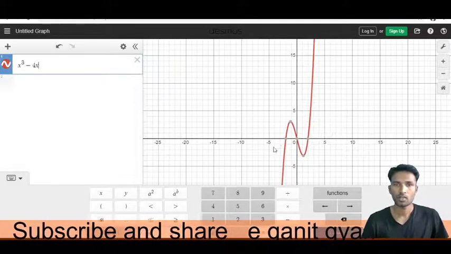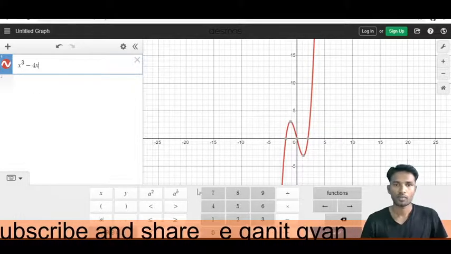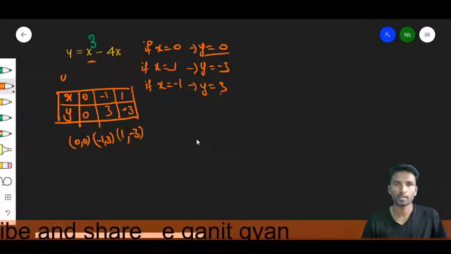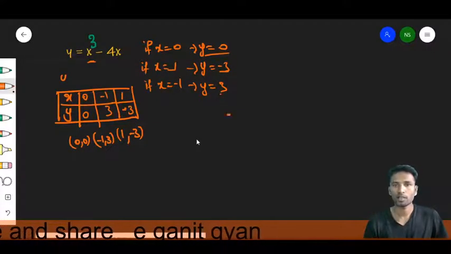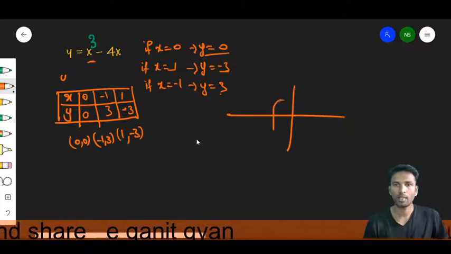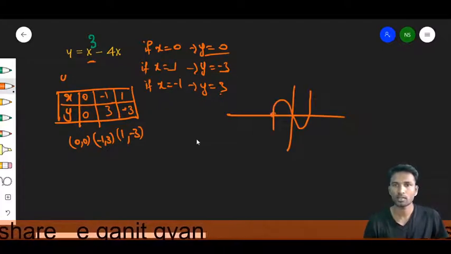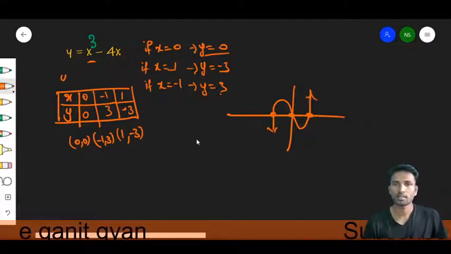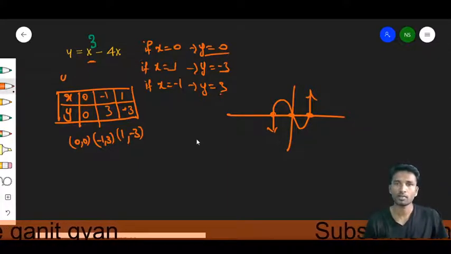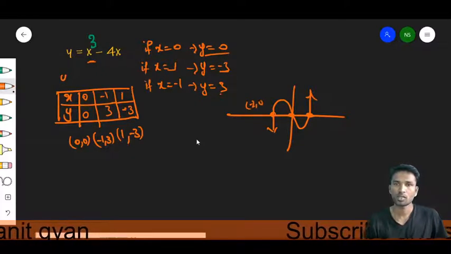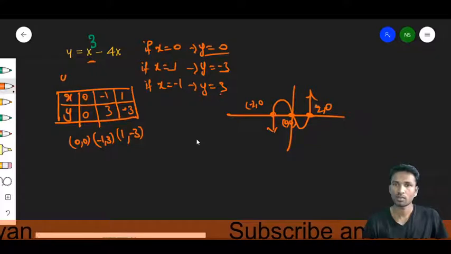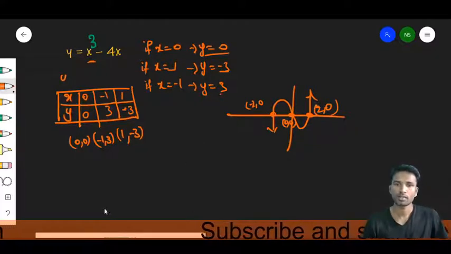So why are we getting that? Because this is a cubic polynomial. So for a cubic polynomial, the graph will be like this. It will intersect the x-axis at 3 different locations. For this graph the zeros will be minus 2 comma 0, 0 comma 0 and 2 comma 0. These are the 3 locations.